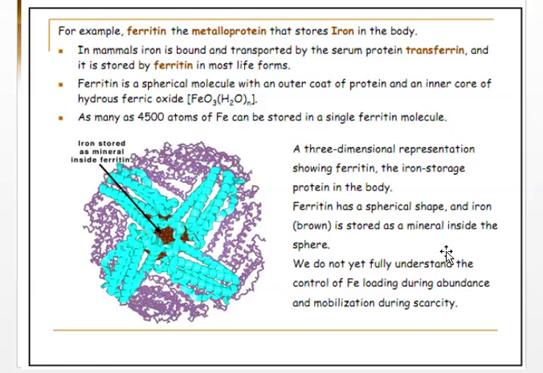A three-dimensional representation showing ferritin, the iron storage protein in the body. Ferritin has a spherical shape, and this iron, which has a brown color, is stored as a mineral inside the sphere. We don't yet fully understand the control of the iron binding during abundance and mobilization during scarcity.